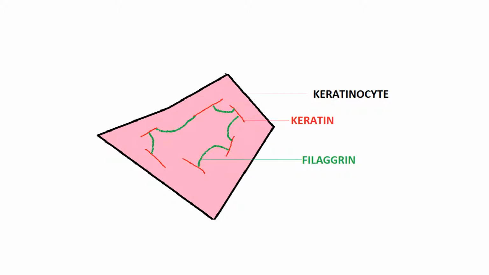This is a schematic diagram of keratinocytes which shows keratin intermediate filaments in red, and these keratin intermediate filaments are connected to one another by filaggrin. Filaggrin is short for filament aggregating protein.